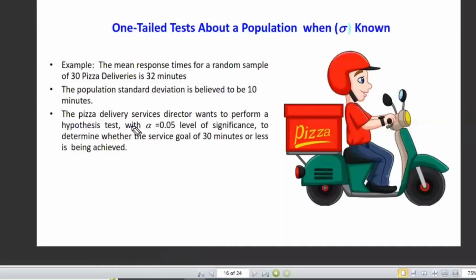Now let us go with this question. Was the population standard deviation given or not? Yes. The population standard deviation of 10 minutes, they have given in the question. Since they have given this, we are going to apply the Z test.